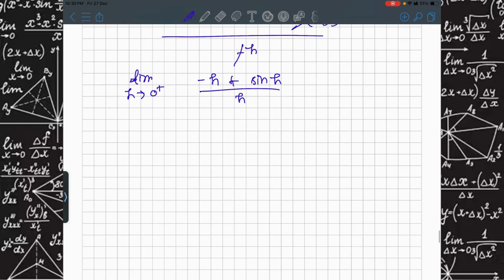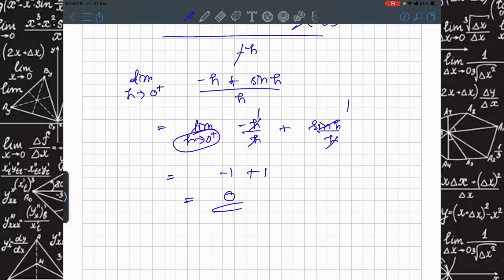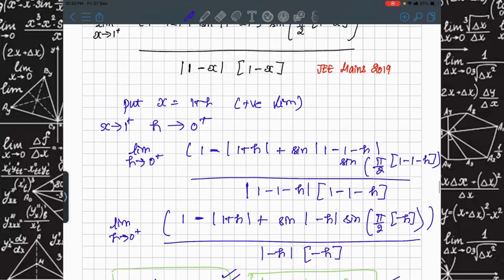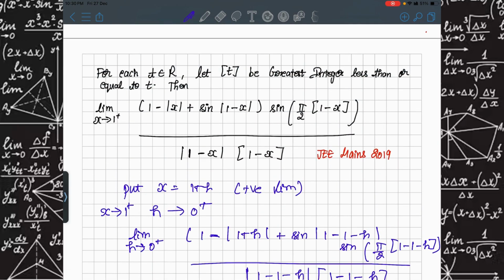Now it's very easy to solve it. Just separate the fractions and then apply the identities. This is nothing but 1, and this, when h is tending to 0, you'll be getting 1. So after applying the limits you'll get minus 1 plus 1, and it is 0. So the answer is 0. So this is the question which I wanted to solve.